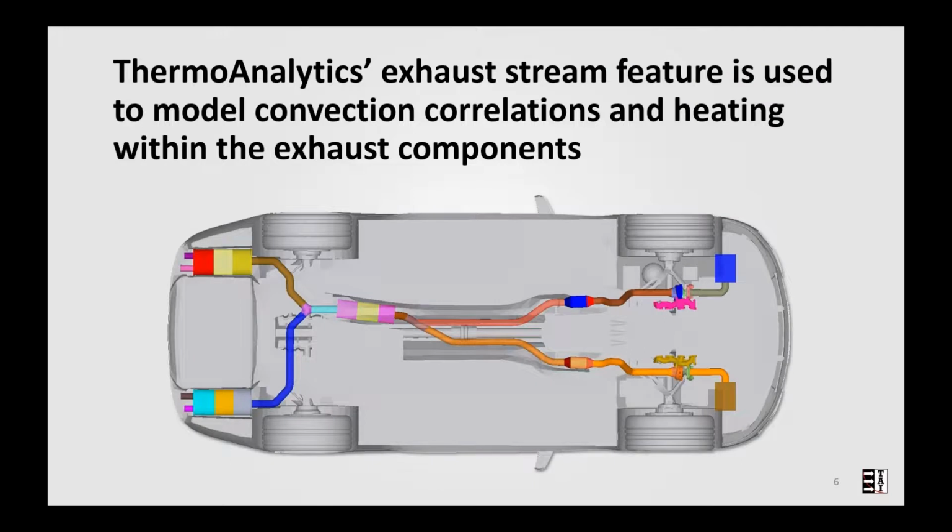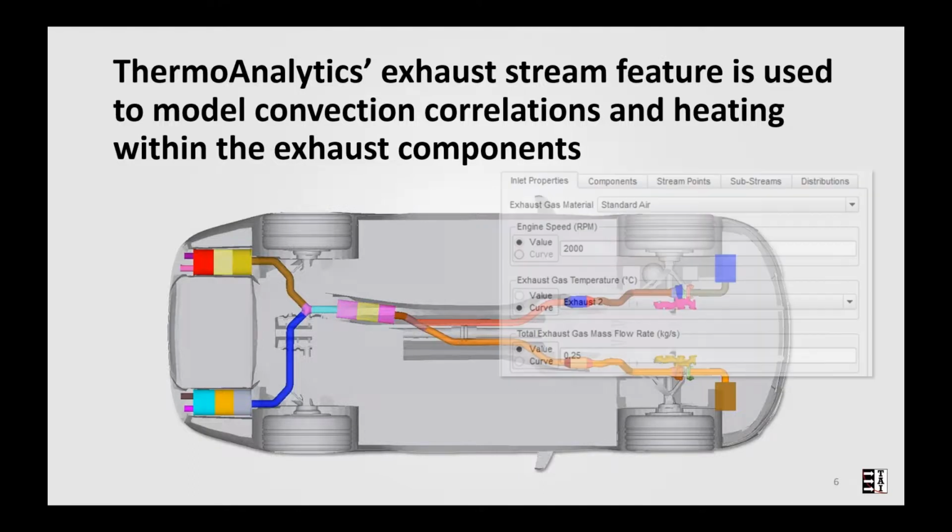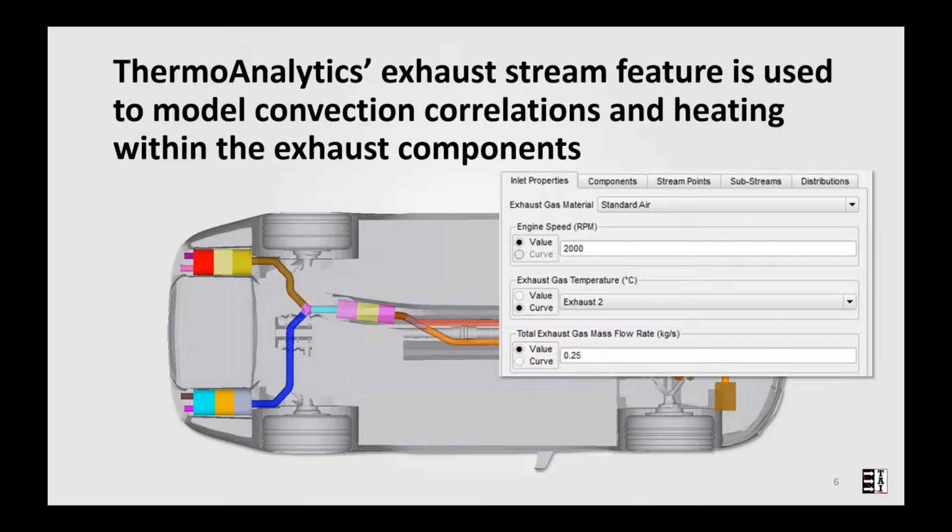For those new to the feature, the exhaust stream automatically calculates the convection coefficients in the pipes, catalytic converters, mufflers, and silencers based on an engine RPM, exhaust gas temperature, and exhaust gas mass flow rate. For those in the audience that may have worked with recent versions of our software and had some time to use the exhaust stream feature, we'll take a quick moment to look at the improvements that we've made to it.